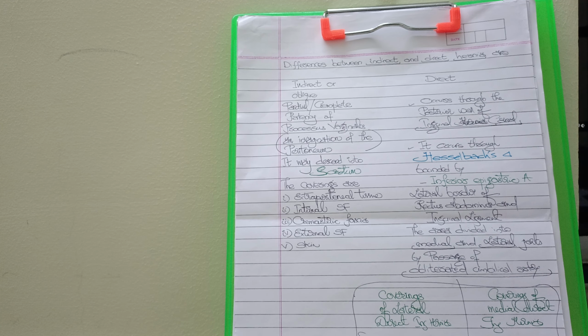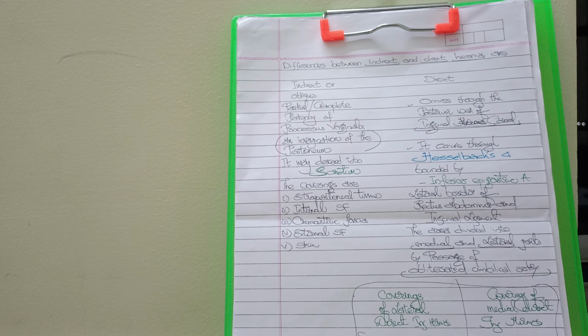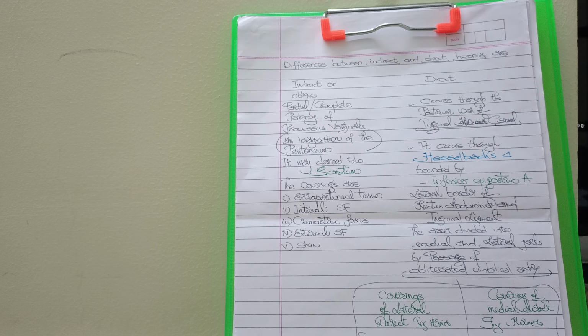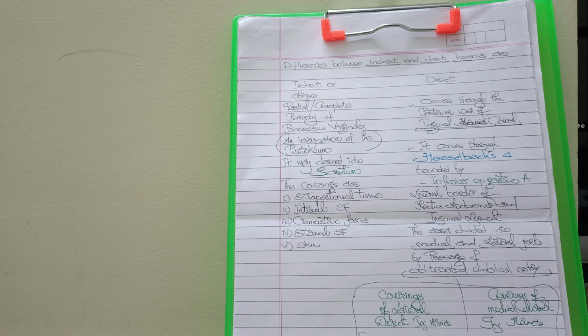Next is the differences between indirect and direct hernia. Indirect or oblique; the right one is the direct. The indirect or oblique, in which there is partial or complete patency of processus vaginalis and invagination of the peritoneum. It may descend into scrotum.